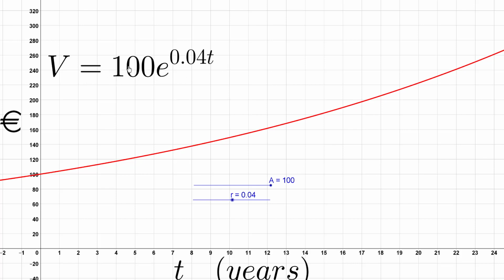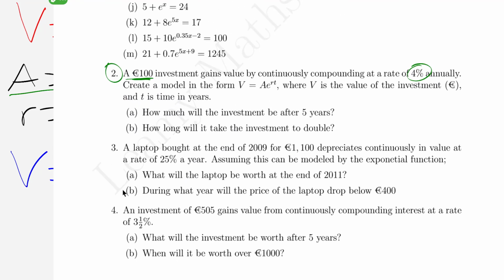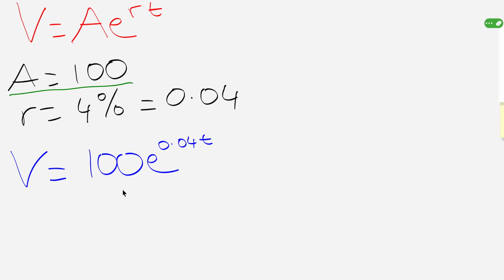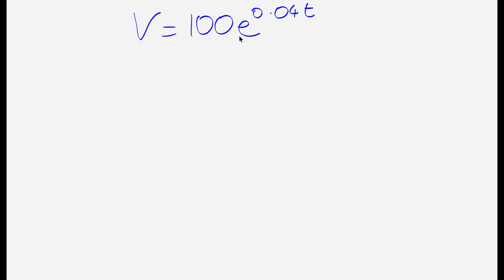So once we have our function figured out, V equals 100e^(0.04t), we can analyze the rest of the question and try to answer the remaining parts. I was asked, how much will the investment be worth after 5 years? That's what I'm interested in. So we have the function V equals 100e^(0.04t), and we're interested in figuring out the value of V when t is equal to 5.